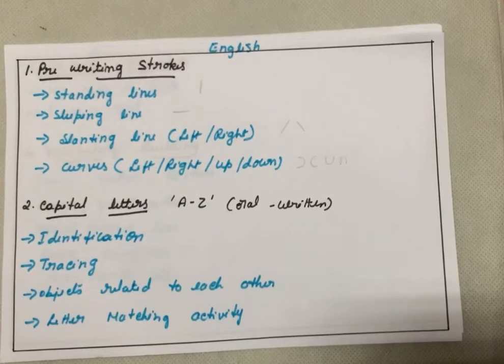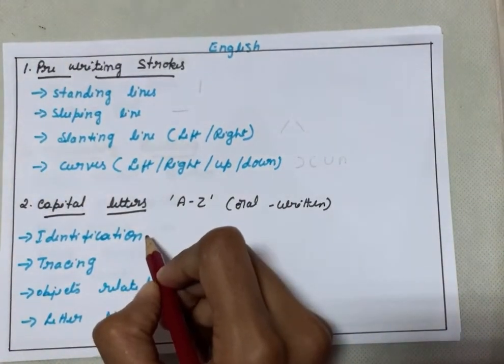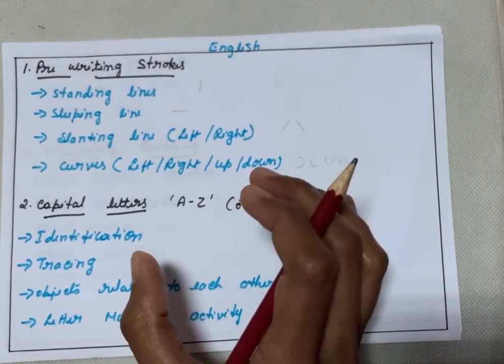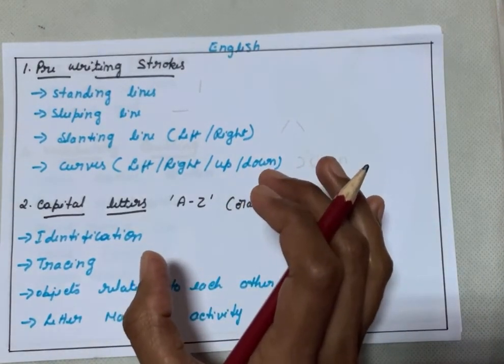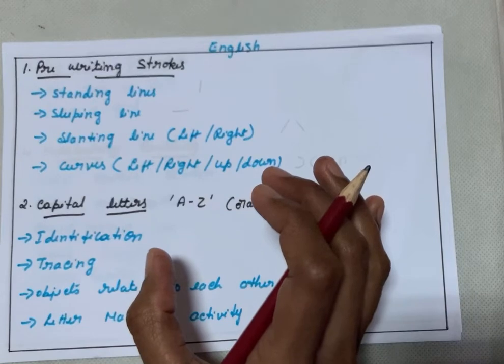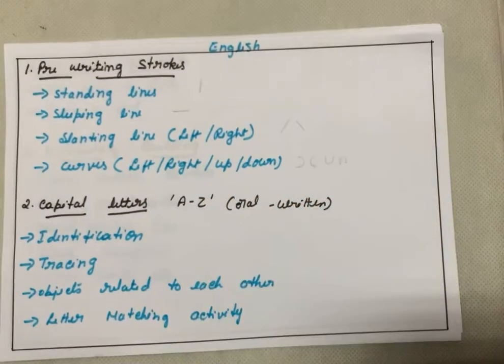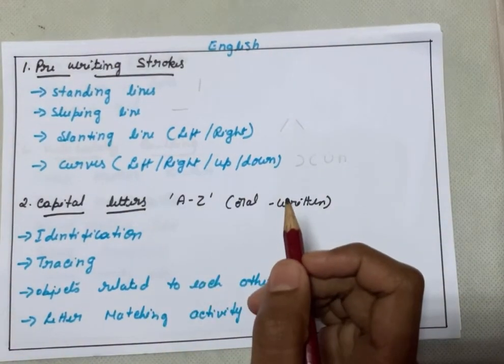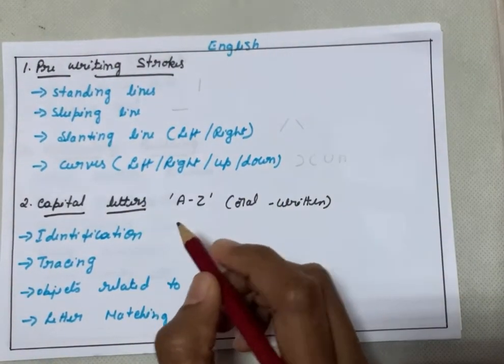Next, you can teach your kids A to Z alphabets, both oral and written. First, teach your kids to identify the letters. For identification, you can use flashcards. With the help of flashcards, your children can learn to identify the letters very easily. And once your child learns to identify the letters, you can start to teach them writing with the help of tracing.